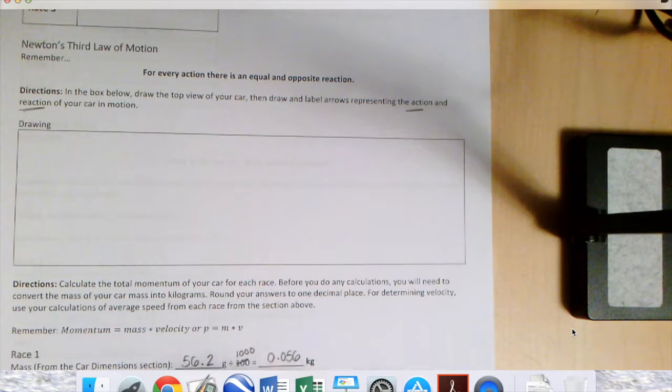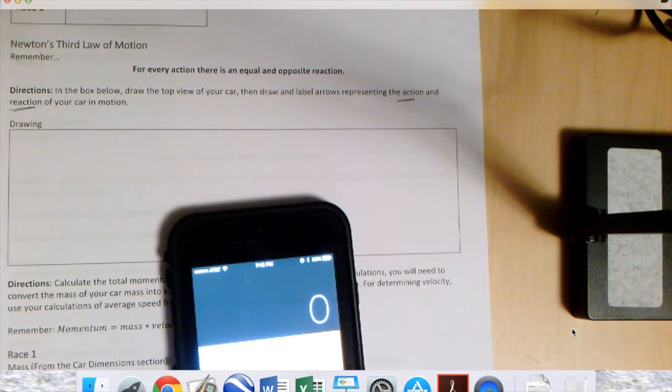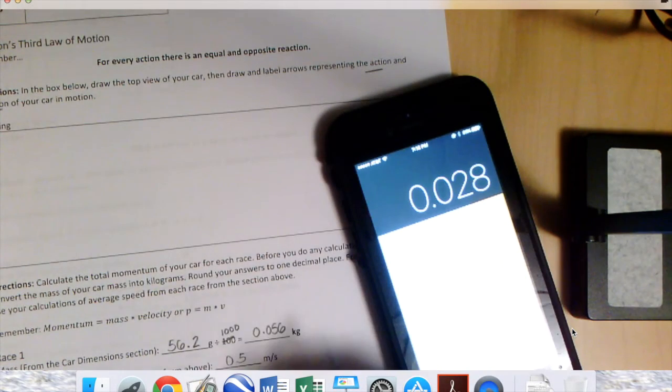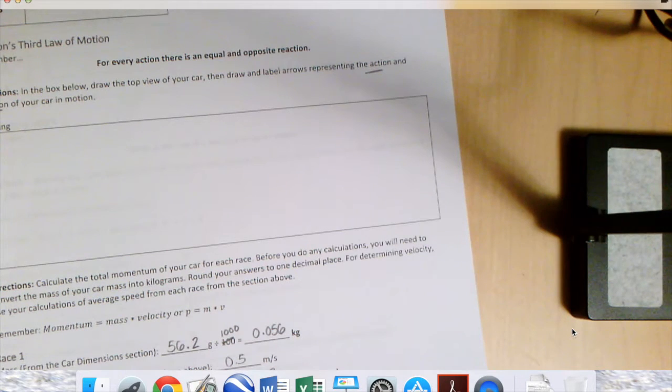So I'm going to plug in my information. My mass, in kg, 0.056. My velocity, 0.5. So we're going to multiply 0.056 times 0.5, giving me an answer of 0.028. Once again, we're going to round to 3 decimal places just because our answers are really small. So we're going to write 0.028, 3 decimal places. Once again, the momentum is not a lot because your car doesn't have a lot of mass, and also in the grand scheme of things, it wasn't going very fast.